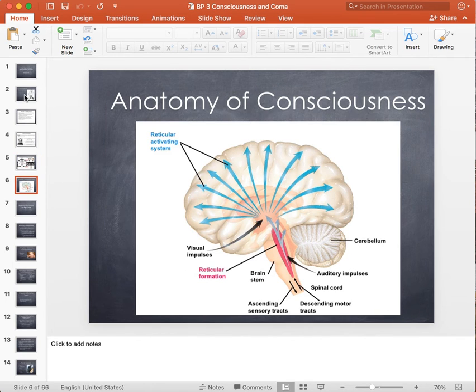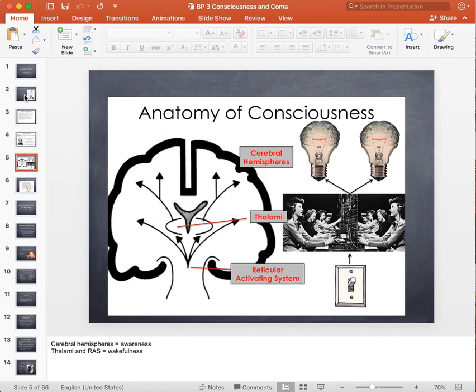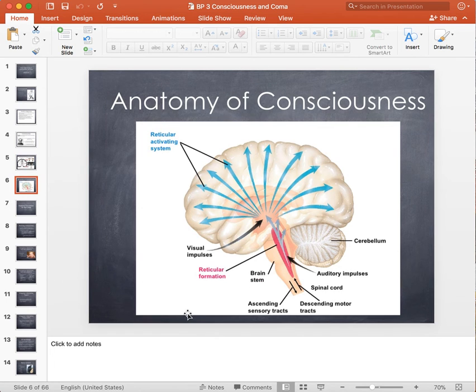And this is just another depiction of that system. So you can see the projections from the reticular activating system up to the cerebrum are really widespread. And so in order to have impaired consciousness, you either need a lesion in the reticular activating system, or in both thalami, or in the entire cerebral hemispheres, because the projections to the cerebral hemispheres are so diffuse. That's really the anatomy that's helpful here, right?